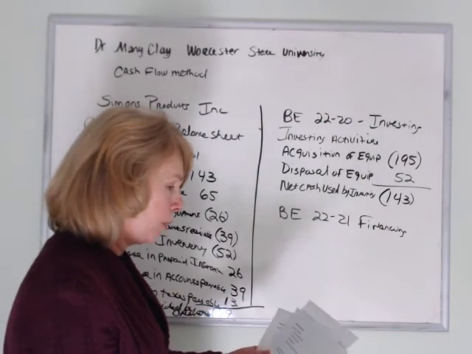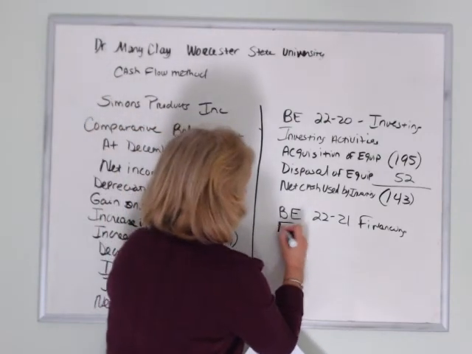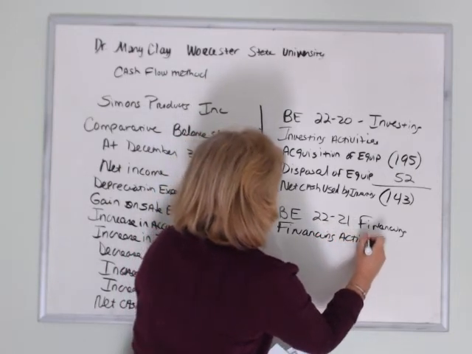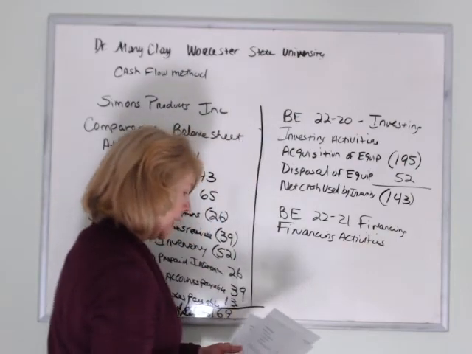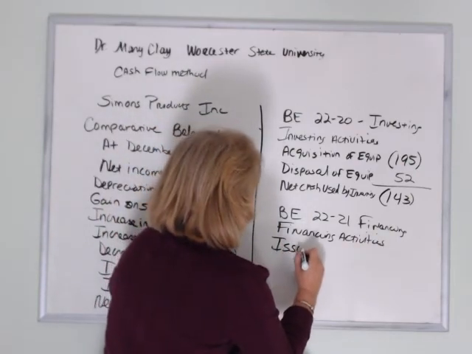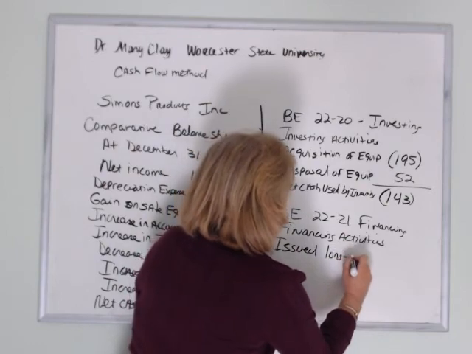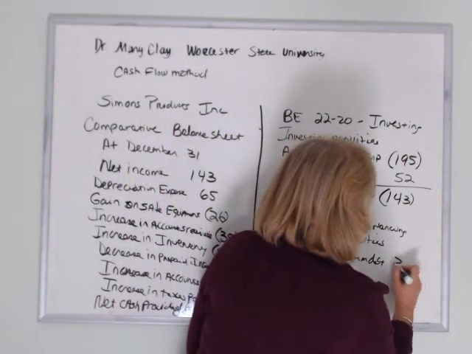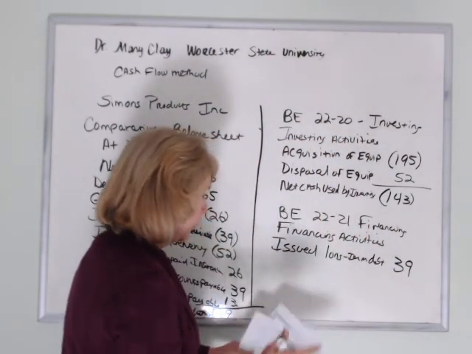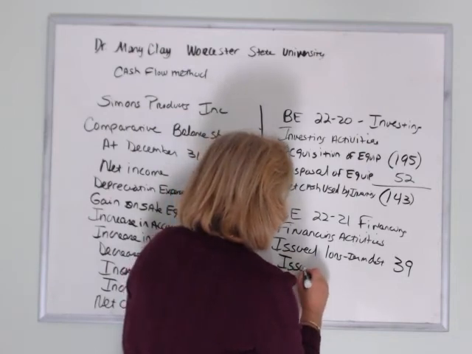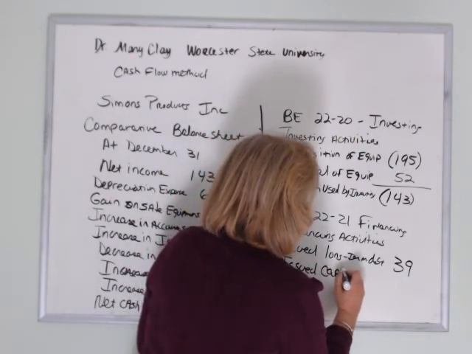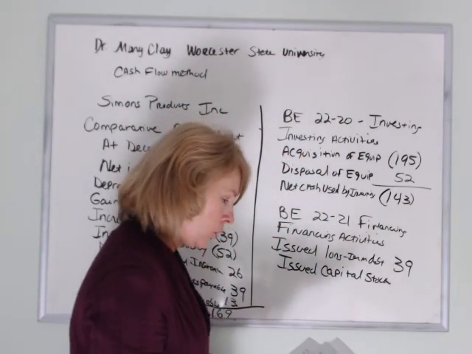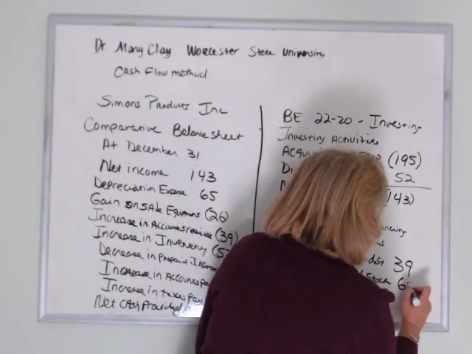All right, now we're ready. We're going to put it together. So now we have financing activities. And we have issued long-term debt. And that is 39. Then we issued capital stock. Remember, we found those changes before. We issued capital stock. That was positive 65.